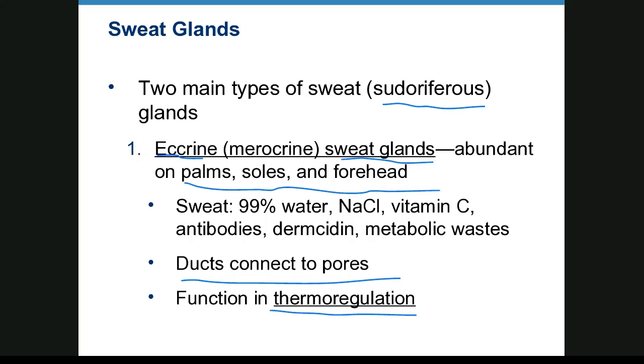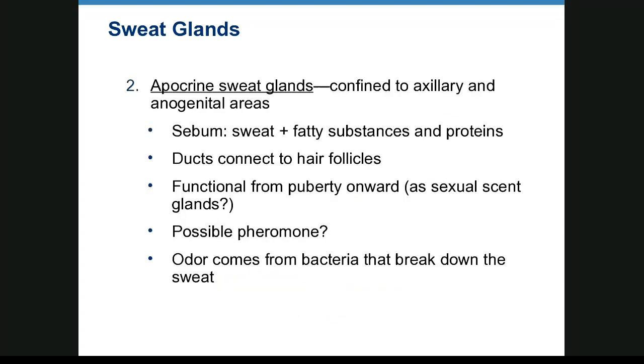99% water, a little sodium chloride salt, little vitamin C, antibodies, dermcidin, some metabolic waste, not enough metabolic waste to do you any good as far as cleaning out your bloodstream.